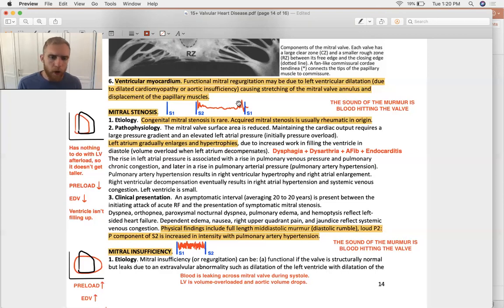And then, of course, volume overloaded left atria. That volume can back up into the lungs, and it can give you dyspnea, orthopnea, trouble breathing, shortness of breath, pulmonary edema due to the high hydrostatic pressure, hemoptysis, that's blood in the cough. And then if it backs up enough, it'll back up the right side of the heart too, all downstream from this left atrial hypertrophy.